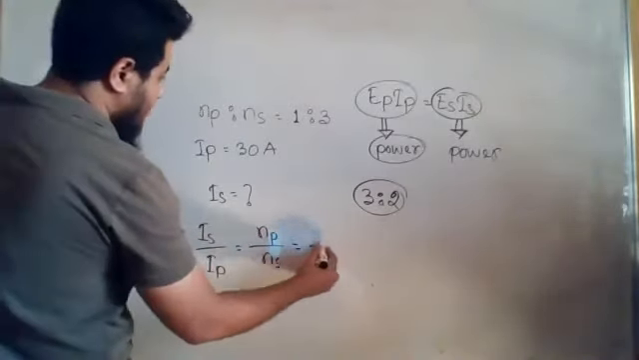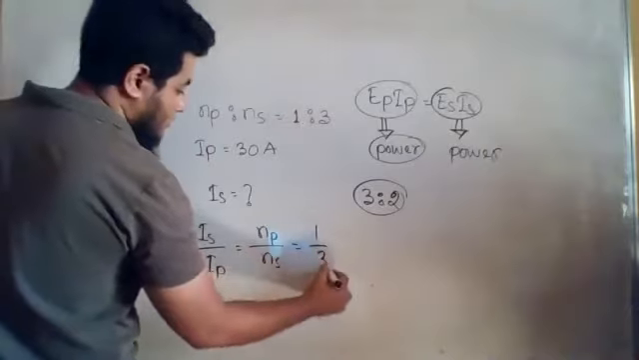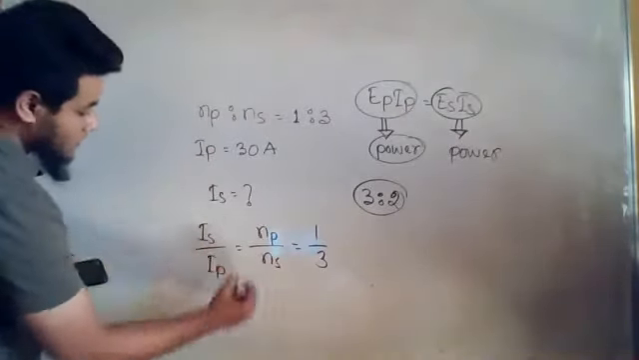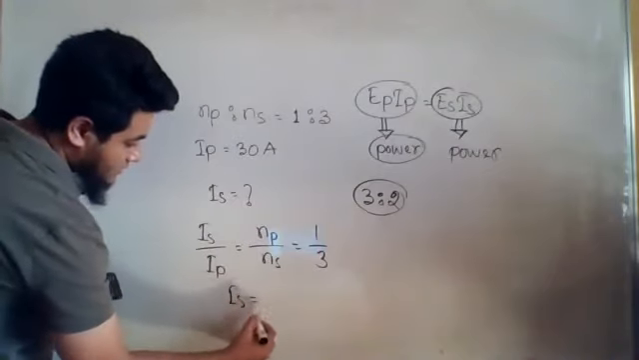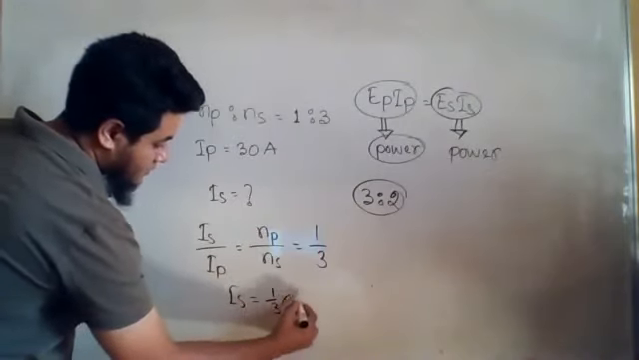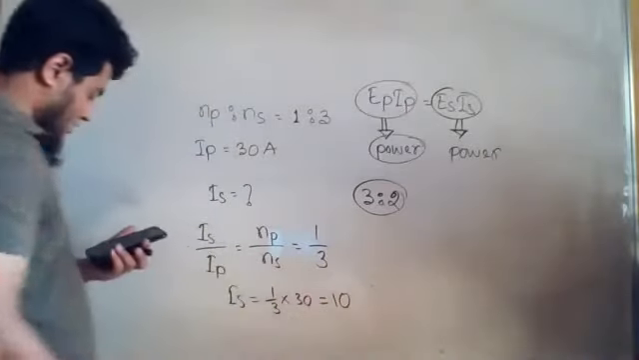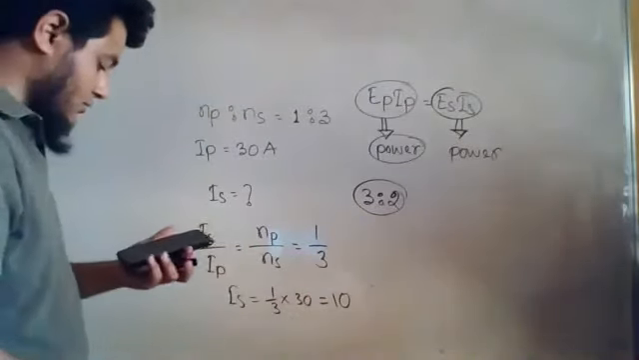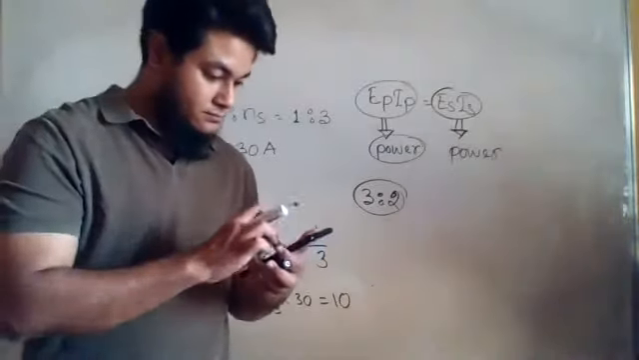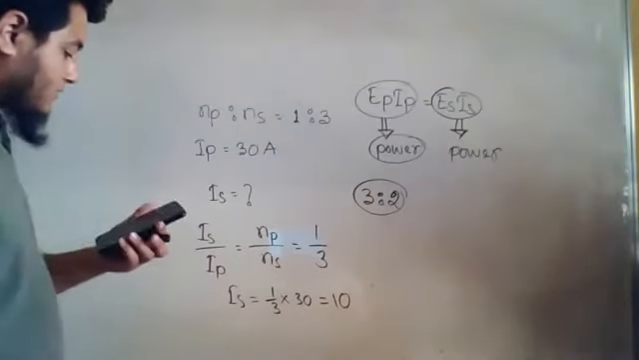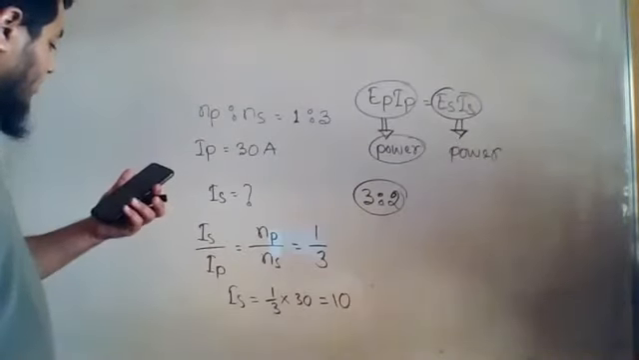NP by NS is equal to 1:3. So here you have IP equal to 30 given, right? So IS is equal to 1/3 of 30. If you cross multiply, you will get the answer 10. So the answer is 10 ampere. Is it correct? Yes, sir.